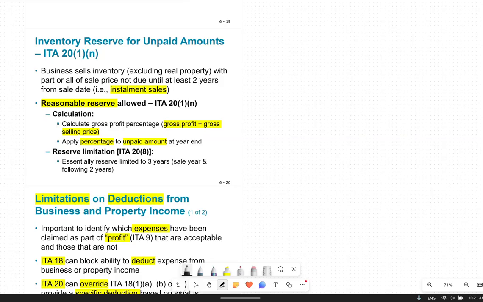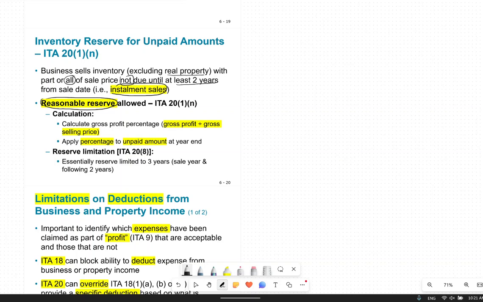So now we have something called installment. We call it that when the business sells an inventory, excluding real property, with part or all of the sale price not due until at least 2 years. What happens in this case, you sold something, you're going to receive money in installment. We call it installment sale. Because we're not going to be receiving the money all at once and we're receiving it in installment, we are allowed a reserve for that. If we're allowed a reserve, we needed to calculate this reserve.